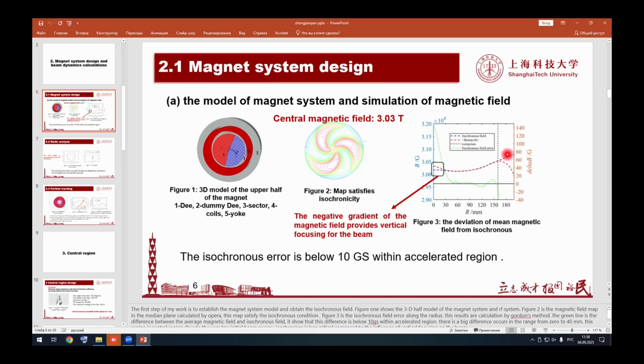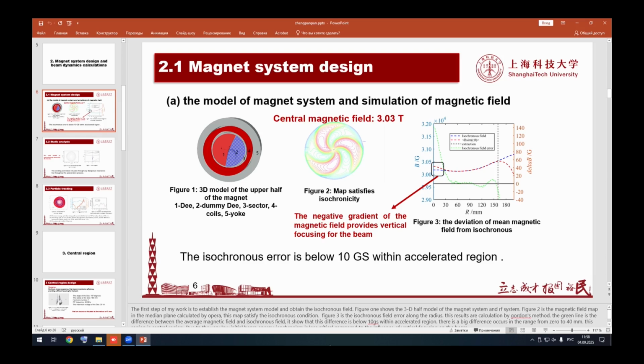The green line is the deviation of the mean magnetic field from isochronous. In the region of the acceleration, approximately plus minus 10 Gauss. Yes, 10 Gauss in this region. The beam will be extracted at the black line.